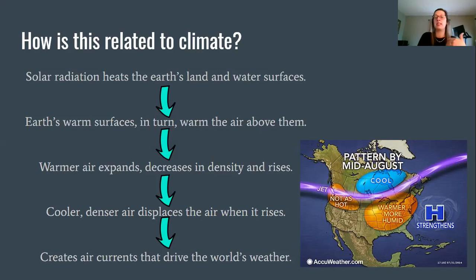What this does is it creates air currents that drive the world's weather. Now, you might have heard that our weather here in the Northeast comes off of the jet stream. So I included that weather diagram. Now, this is not the current weather. This is just a picture of the jet stream. This is a pattern by mid-August. The jet comes from over here. This purple flow right there of the weather, that air current that our weather travels on, is called the jet stream. This is due to that solar radiation and all that different reflection and those changes in the air currents.